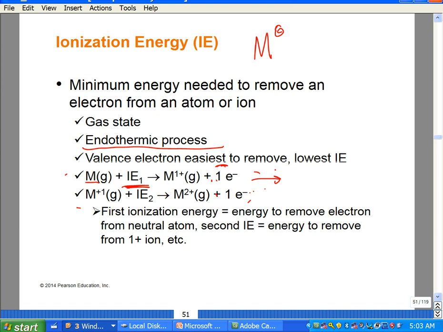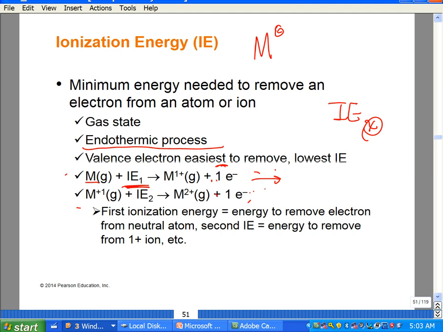Right, because you have some atoms that go up to the third and fourth ionization energy. So IE is the ionization energy, and whatever the subscript is tells you the number of the ionization. Right, exactly.